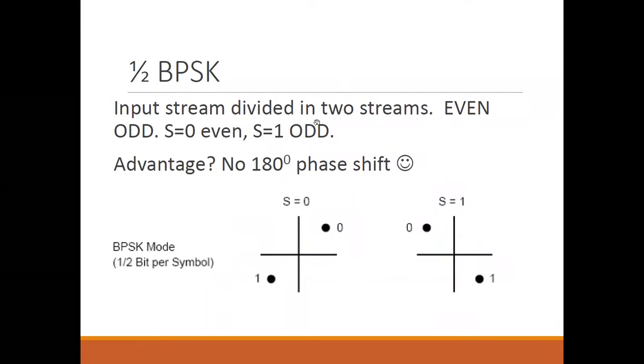Input stream is divided in two streams, even stream and odd stream. And the even stream is sent with this constellation diagram, and the odd stream is sent with this constellation diagram.